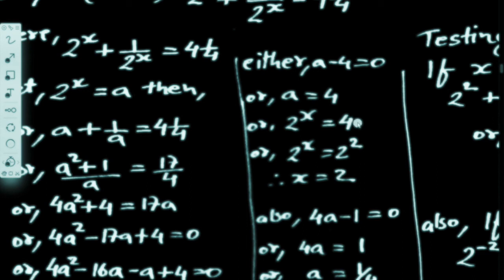Now 2 power x equals 2 power 2. 4 means 2 squared. So in place of 4, we should keep 2 squared. Now the base is similar, so therefore we can easily write x equals 2.